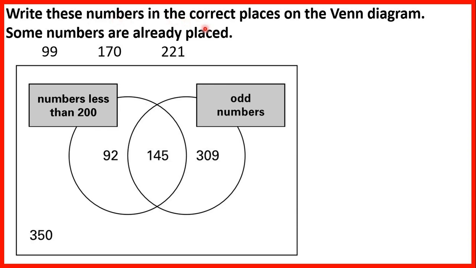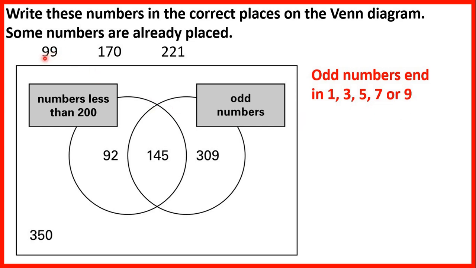Write these numbers in the correct places on the Venn diagram. Some numbers are already placed. So we have numbers less than 200 in this circle and odd numbers in this circle here. And where the circles overlap, that will be numbers less than 200, which are also odd numbers. So we can remember that odd numbers end in 1, 3, 5, 7 or 9. So odd numbers are not even numbers, not multiples of 2, not numbers in the 2 times table.